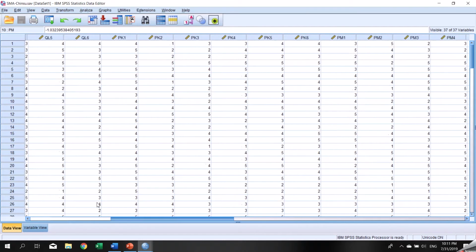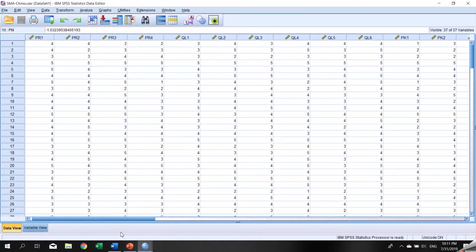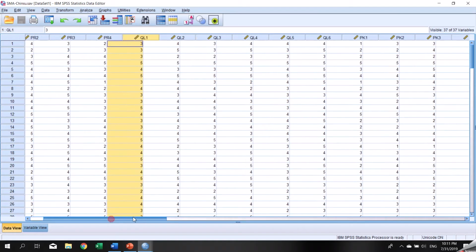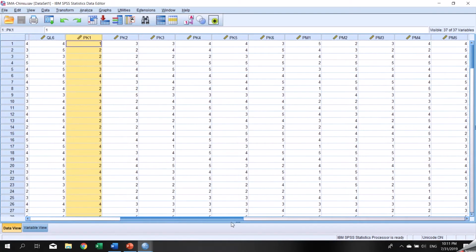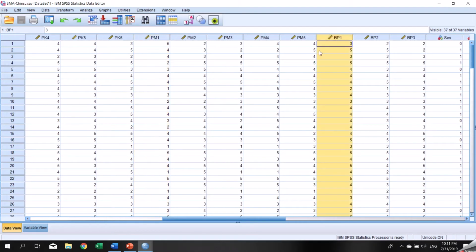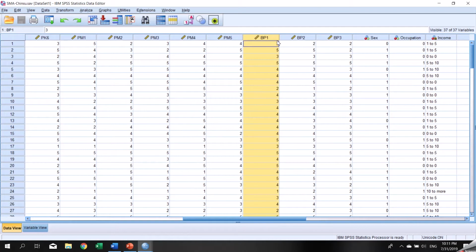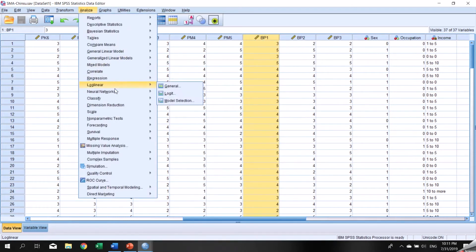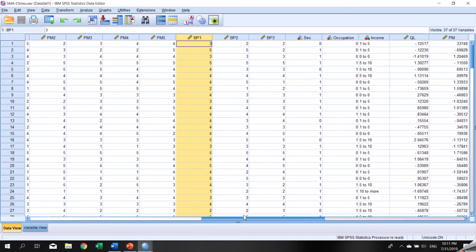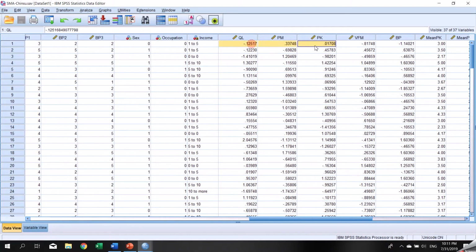So now we're in the SPSS window. I'll present quickly our group variables. We have PR, which is price, QL, which is quality, PK, which is packaging, PM, which is promotion, and BP, which is brand preference. Brand preference is our dependent variable, and the rest are independent variables. First of all, we're going to go through this dimension reduction to reduce it to some factors, and at the same time I'll also save them as variables, and it is right here.